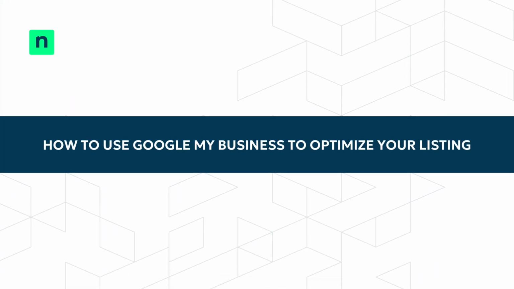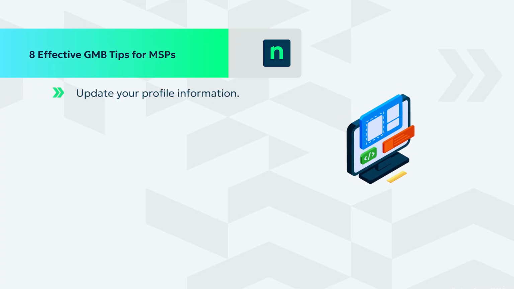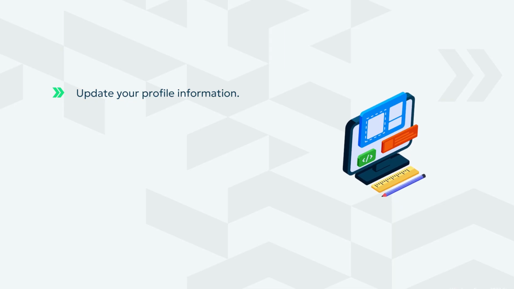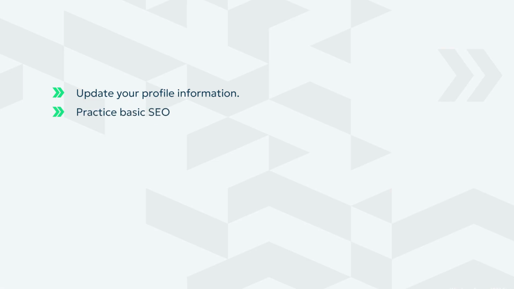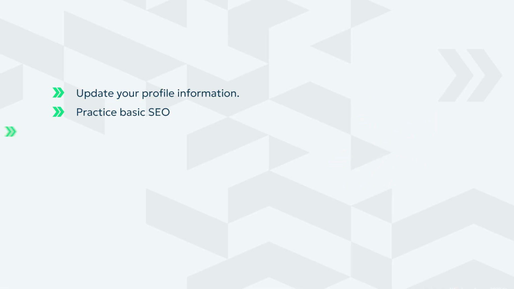How to use Google My Business to optimize your listing. Let's walk through 8 effective ways to make your GMB profile work harder for your MSP. First, update your profile information. Make sure everything is complete and accurate. Your business name, address, hours, service areas, phone number, all of it. Practice basic SEO. Use targeted keywords in your business description, posts, and even review responses.